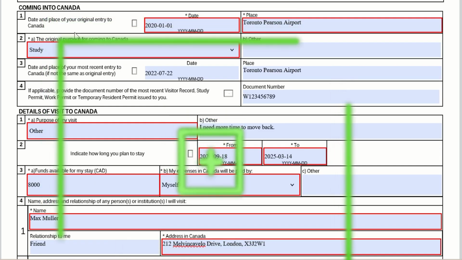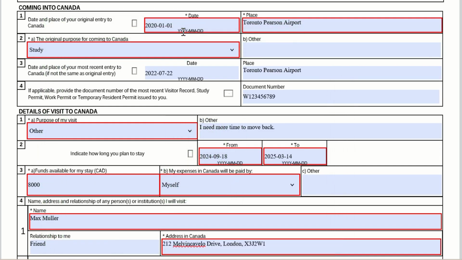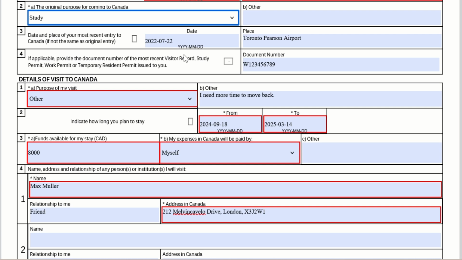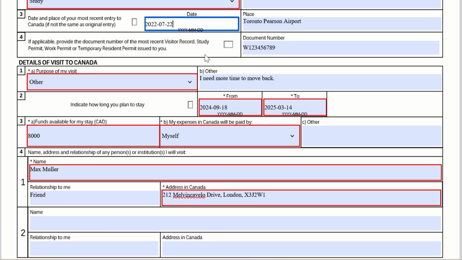So this is really important. Check your passport and your study permit. Exactly when did you come into Canada? For what purpose? So this is if you went for a trip or journey to another country or your home country. When did you re-enter Canada? The last visit, only the last visit should be mentioned here.